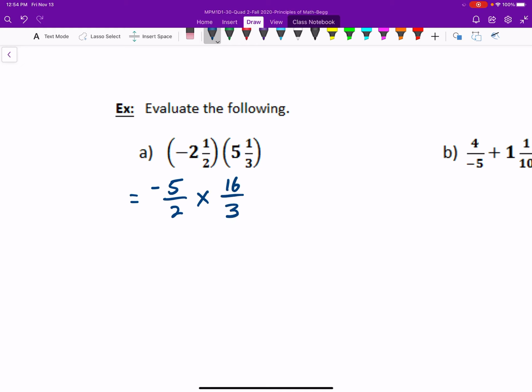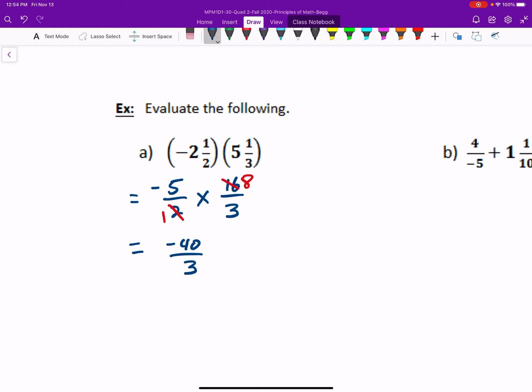Now remember, we could multiply top times top and bottom times bottom, but it's helpful to see what we can reduce first. And I see that 2 goes into 2 and 16, so to make it easier on myself, I'm going to reduce first. Now I have -5 times 8 is -40 over 1 times 3, which is 3. So you notice how that negative sign just stays up top when I multiply.